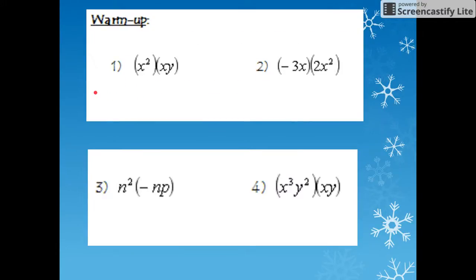Please give yourself a minute to complete the warm-up. Go ahead and pause this and give each of these four a shot. Make sure that you can remember how to deal with exponents when you're multiplying terms.